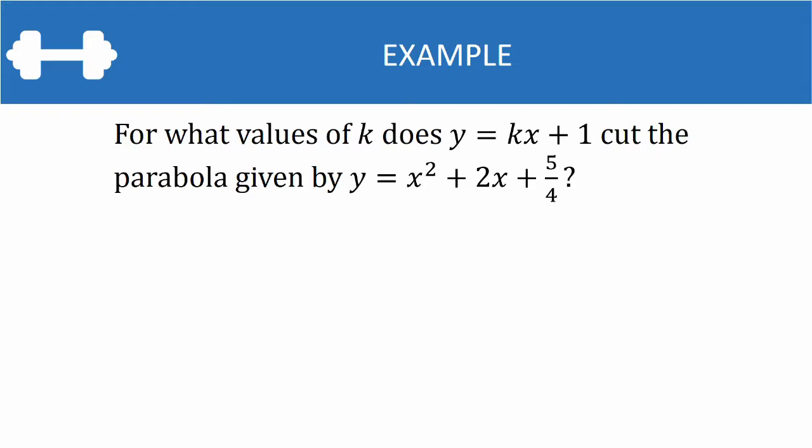Now here I step up the difficulty a bit, because in this example I want to look at the missing parameters again. So for what values of k does y equals kx plus 1 cut the parabola given by y equals x squared plus 2x plus 5 over 4? Now I know that this might look fairly intimidating, but you actually have all the skills at this point to solve this type of problem.